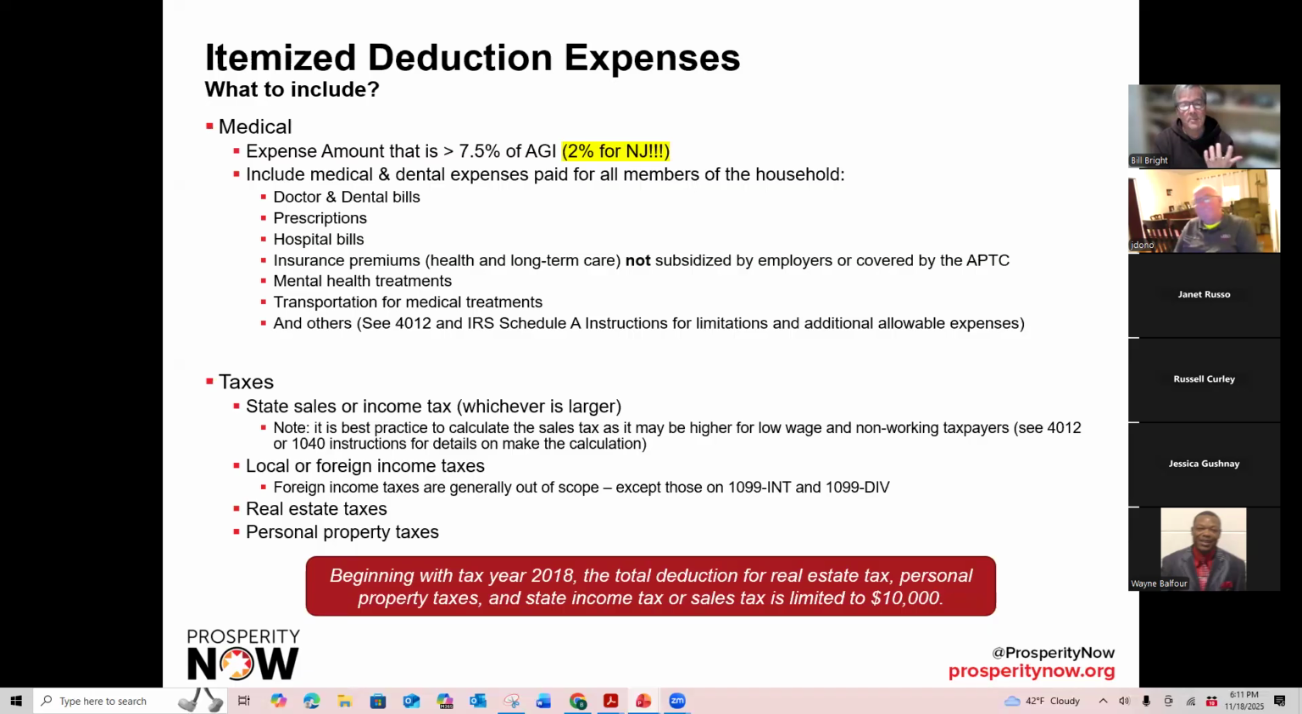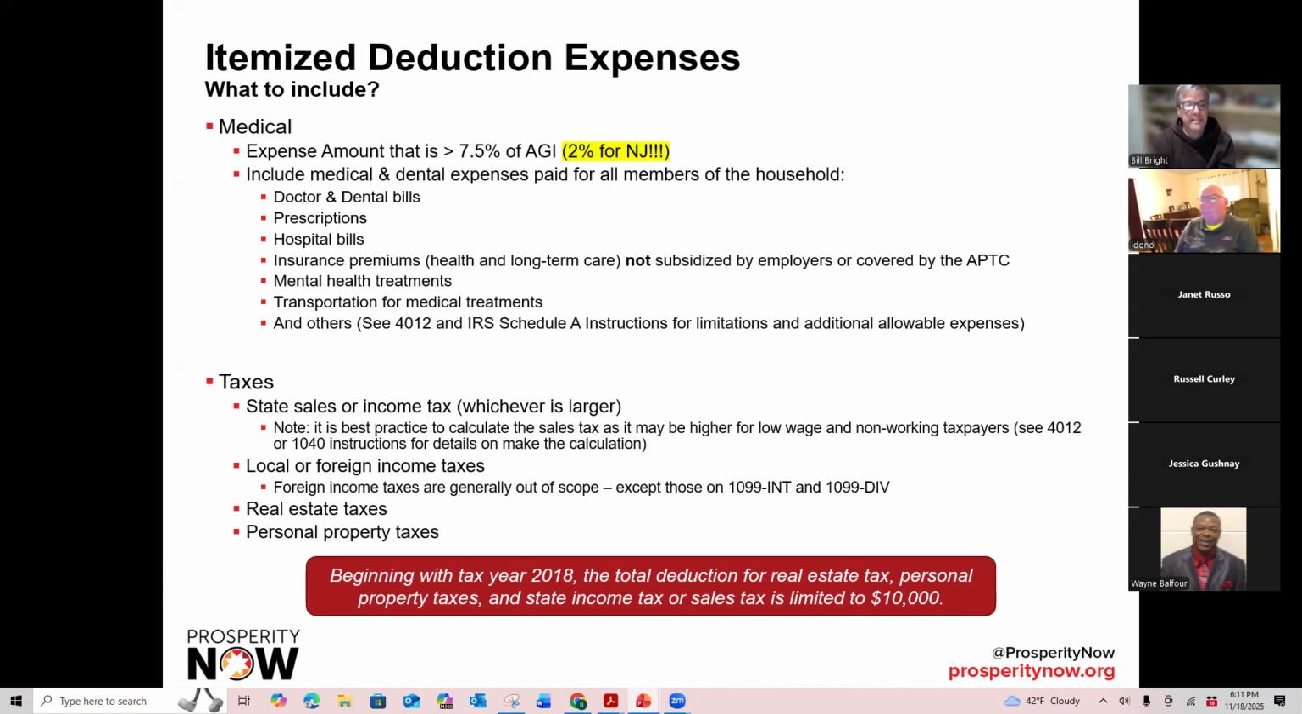Okay, and all the medical expenses include doctors and dentists, prescriptions, hospital insurance premiums, mental health treatments, the actual mileage and tolls if you're driving to Philadelphia to Penn Medical. And there are some other ones, but those are the big ones: co-pays, prescriptions, hospital bills, etc.